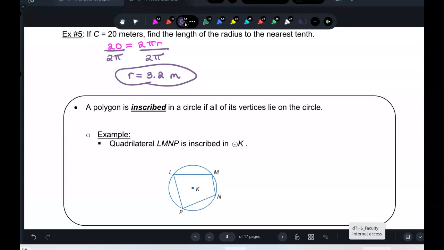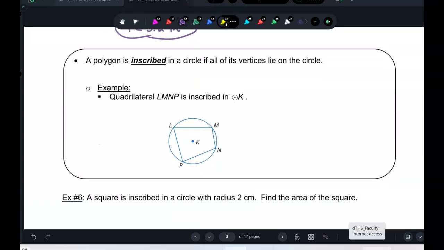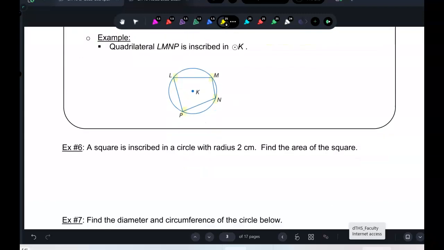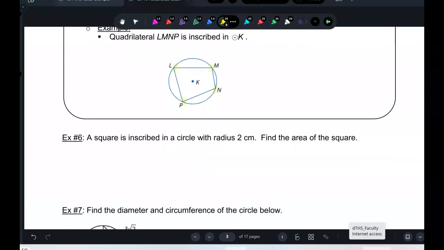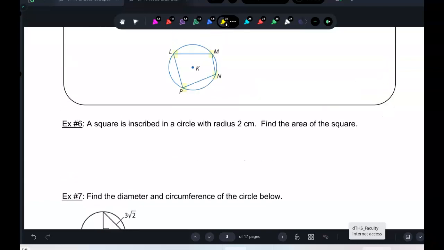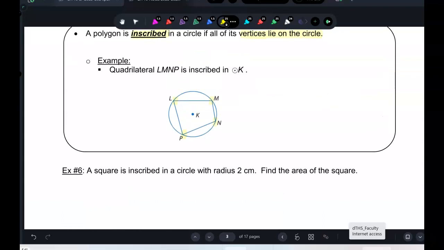Okay, then we have a polygon that is inscribed. Inscribed means all the vertices are on the circle. So here, here, here, and here. So let's see, Example 6. A square is inscribed in a circle with a radius of 2. I'm going to find the area of the square. No, this was just a quadrilateral. I just wanted to give you the definition of inscribed. Good? Inside the circle.